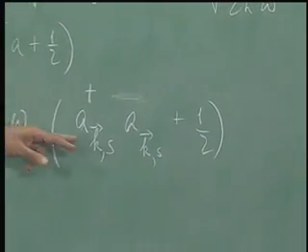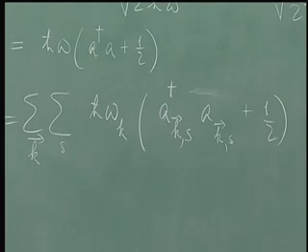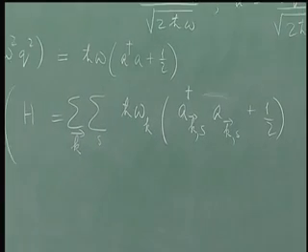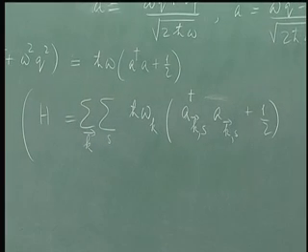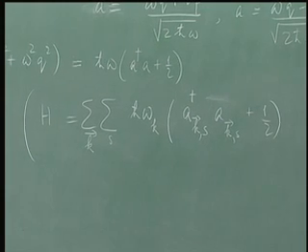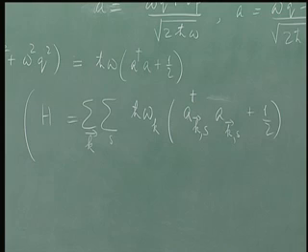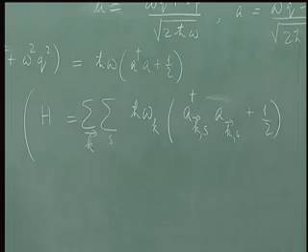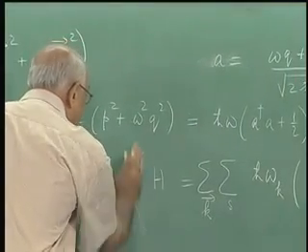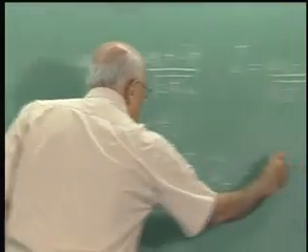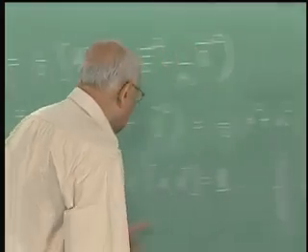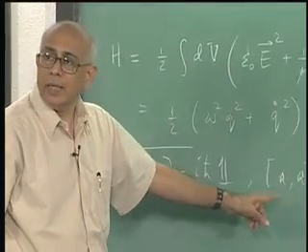For each mode, each wave number k, you would have an A dagger and an A, and for each of the s values you would have an A dagger and an A. So those operators would have two labels, and this would be the total Hamiltonian of the electromagnetic field, this thing here. What would these commutation relations look like?